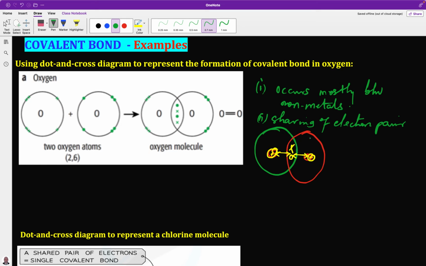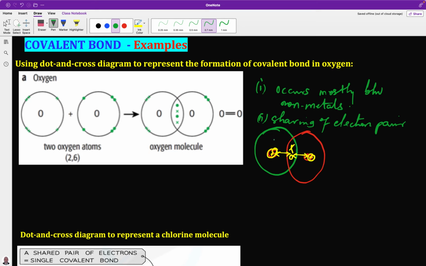I said it occurs between nonmetals. It involves sharing of electrons, and each atom in the bond acquires what? It acquires a complete octet of outer electrons.